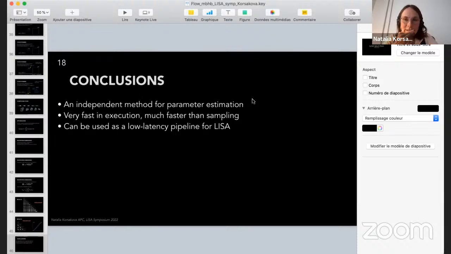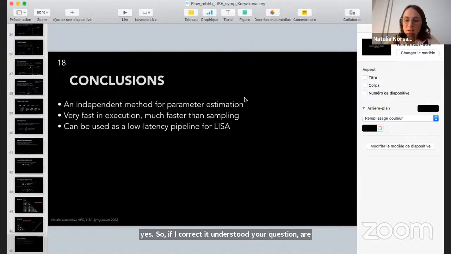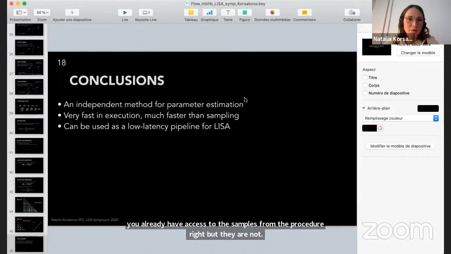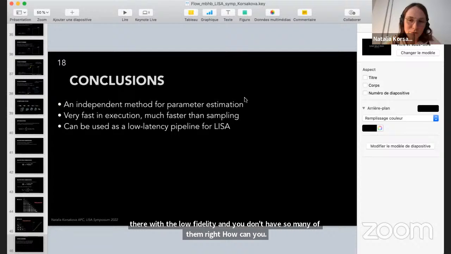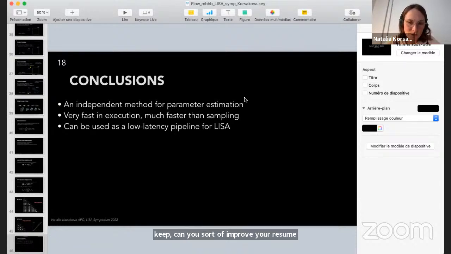Yes, so if I correctly understood your question, you say that you already have access to the samples from the posterior, but they are with a low fidelity and you don't have so many of them, right? How can you improve your resolution and produce more samples?